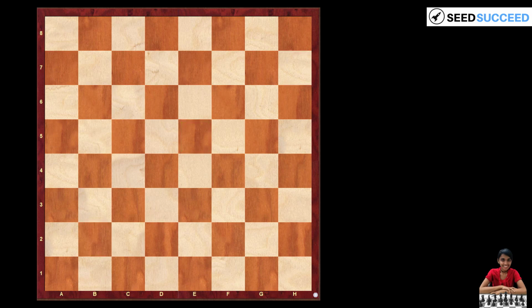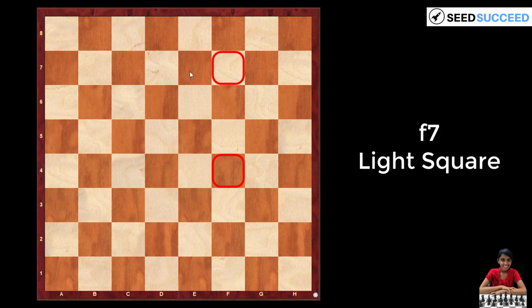Now let's do a small exercise. Let's point out a square and find out if it is a light square or a dark square. Say for example, if I'm pointing at this square, then you have to say this is F4. So this is the name of the square. This is F4 and this F4 is a dark square. So if I point out this square, then it would be F7 and this F7 is a light square.